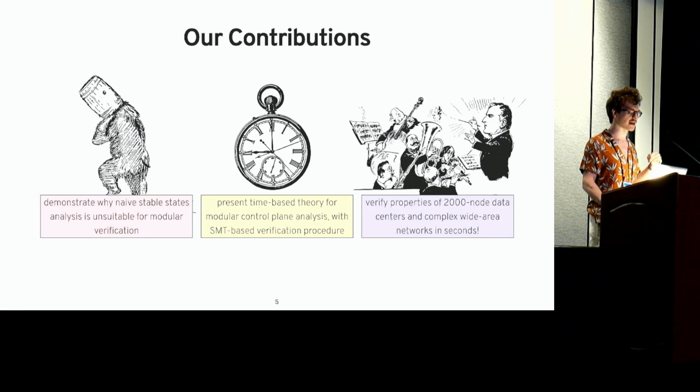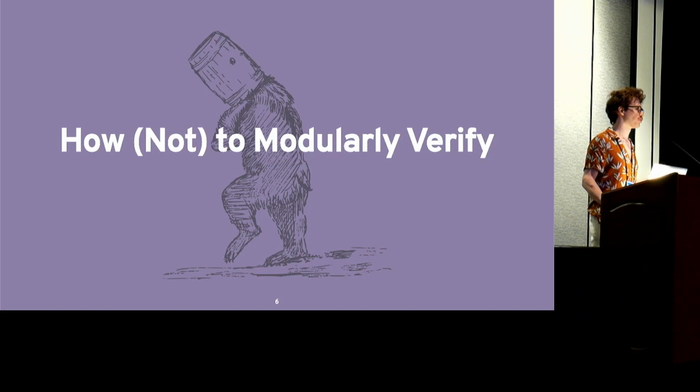We evaluated Timepiece on a wide variety of benchmarks, looking at data centers and wide area networks, and found that it was able to verify properties of these networks in only seconds, whereas a monolithic tool would time out after over 2 hours. So let me start by giving a little more background on modular verification, how we're going to do it, and how it can go wrong.